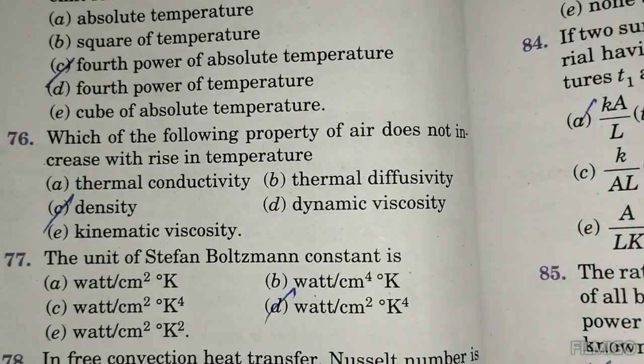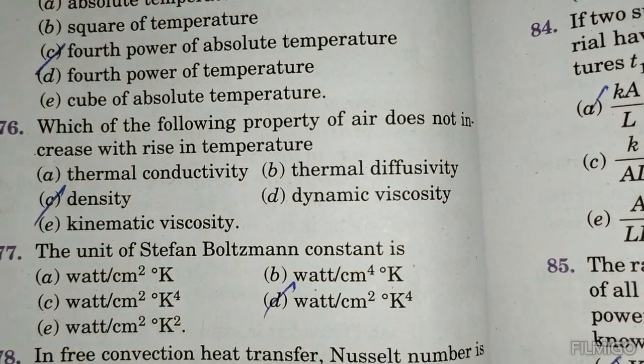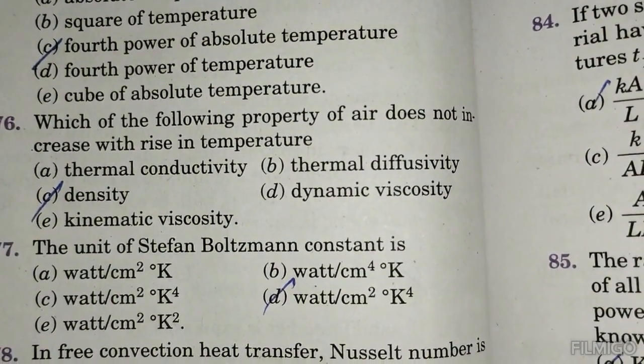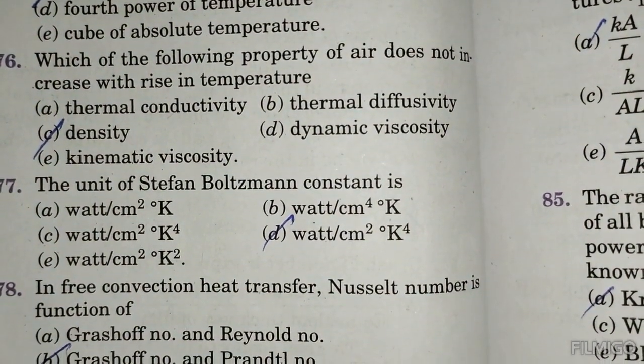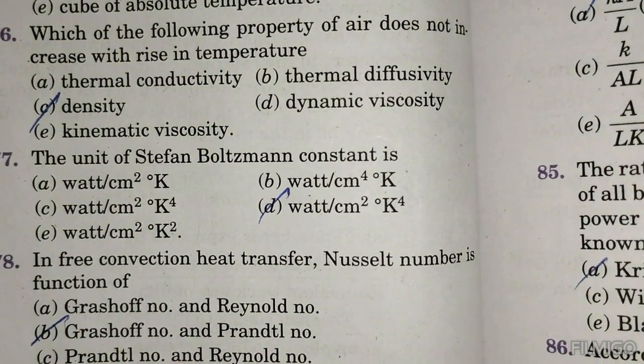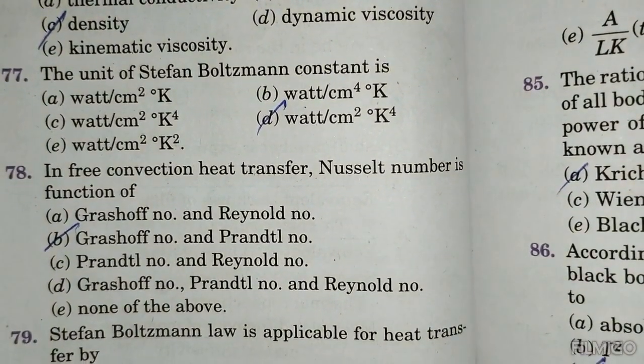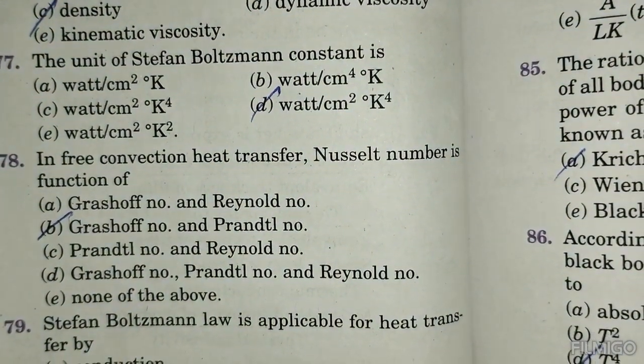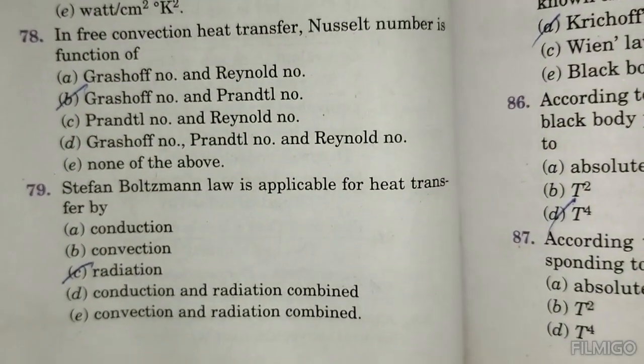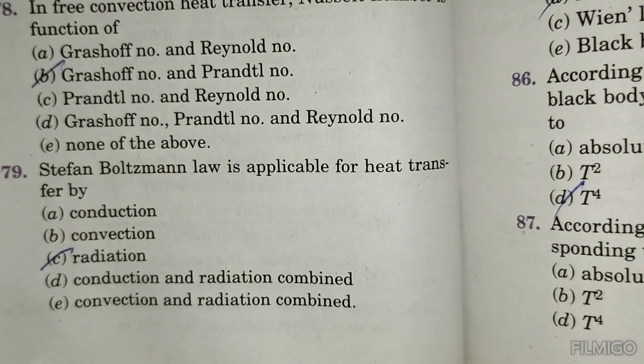temperature. Which of the following properties of air does not increase with rise in temperature: density? The unit of Stefan-Boltzmann constant is watt per meter square Kelvin to the power of 4. In free convection heat transfer, Nusselt number is a function of Grashof number and Prandtl number. Stefan-Boltzmann law is applicable for heat transfer by radiation.